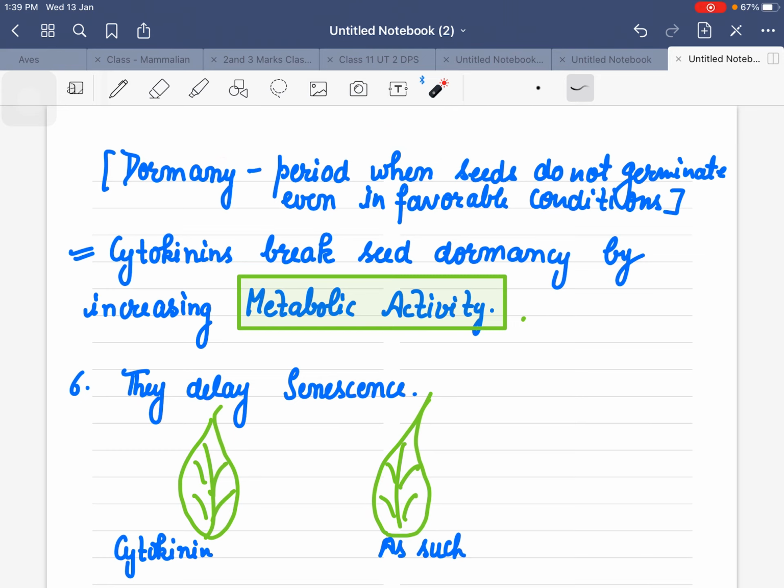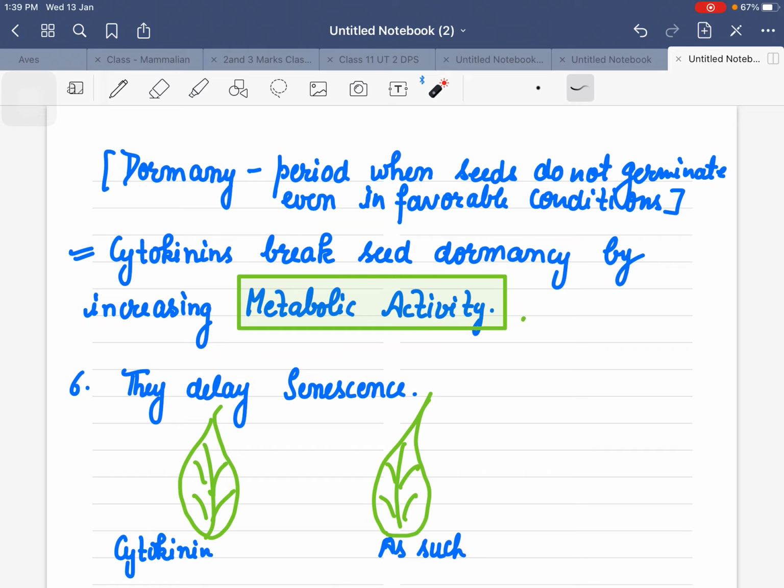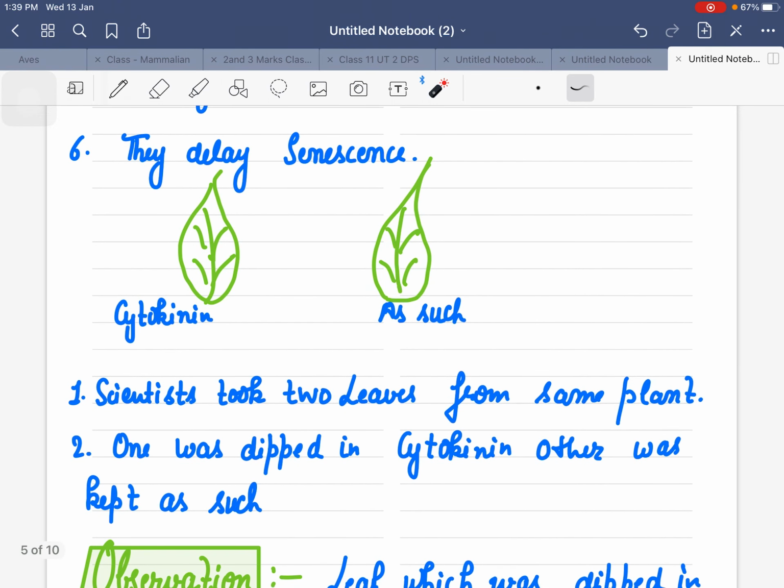So cytokinin breaks seed dormancy by increasing metabolic activity in plants. So the more easily the seed dormancy is broken down, the more easily the plant will grow. So cytokinins break seed dormancy by increasing metabolic activity. Then another important function it plays is that it delays senescence, meaning it keeps the plant younger for a longer time.